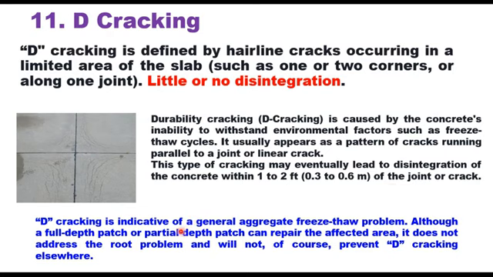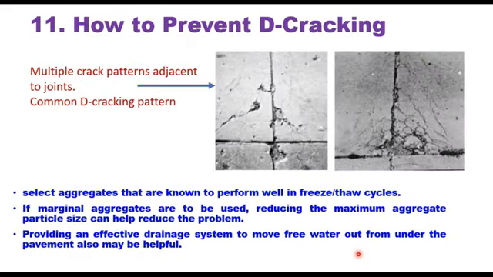Although a full depth patch or partial depth patch can repair the affected area, it does not address the root problem and will not, of course, prevent D-cracking happening elsewhere. The prevention of D-cracking in the slab lies in selection of aggregates that are known to perform well in freeze and thaw cycles. If marginal aggregates are to be used, reducing the maximum aggregate particle size can help reduce the problem. Providing an effective drainage system to move free water out from under the pavement may also be helpful.